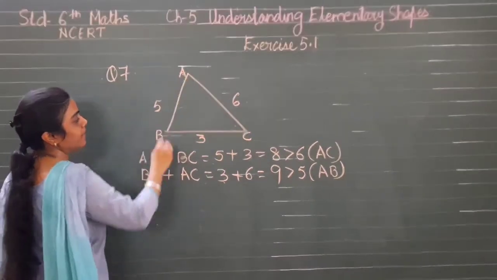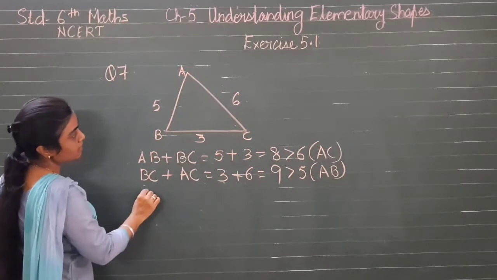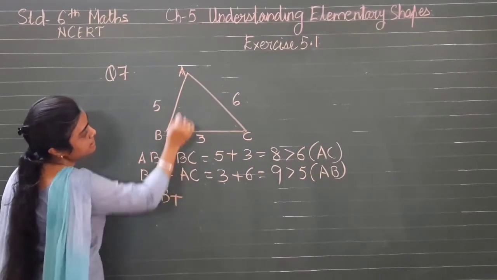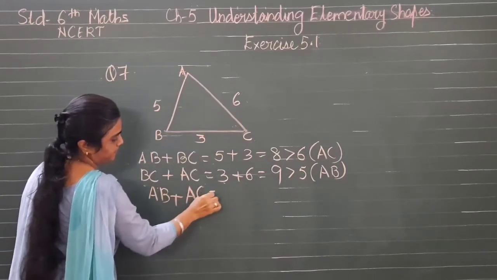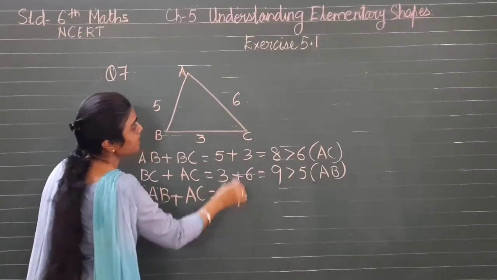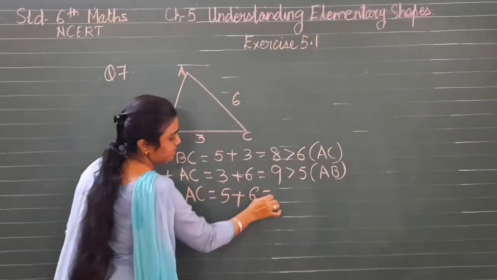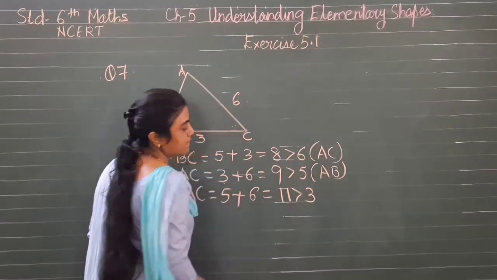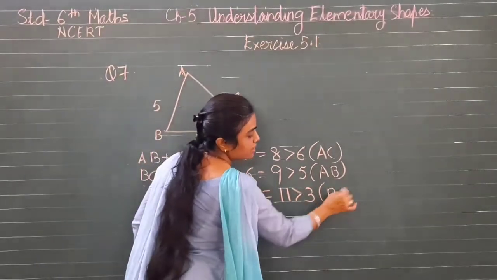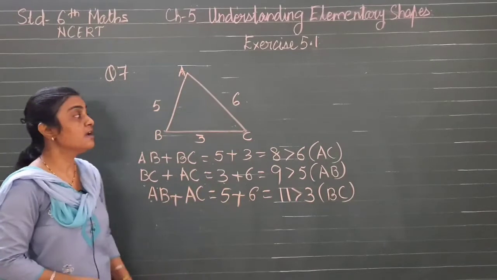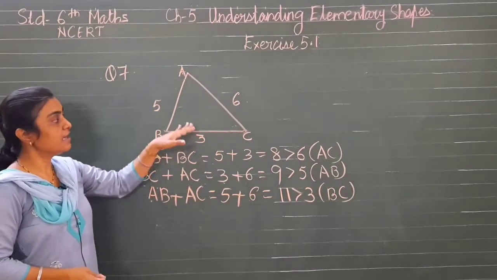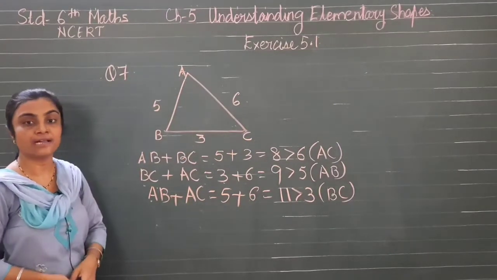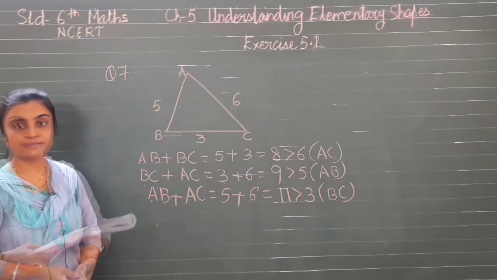Now let us take AB. So AB is 5 centimeter, AB plus AC. AB is 5 centimeter and AC is 6 centimeter. 5 plus 6, 11, which is greater than 3, and 3 is your BC. So from this we can say that the sum of two sides is always greater than its third side. You can draw other 5 triangles taking different measurements.